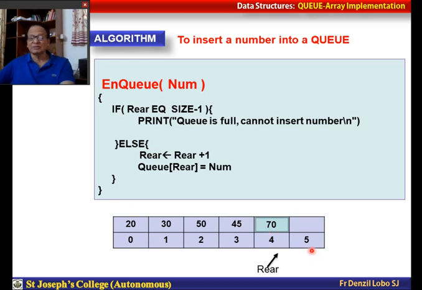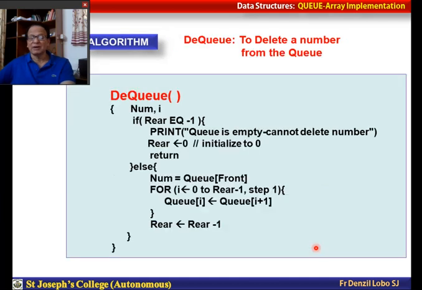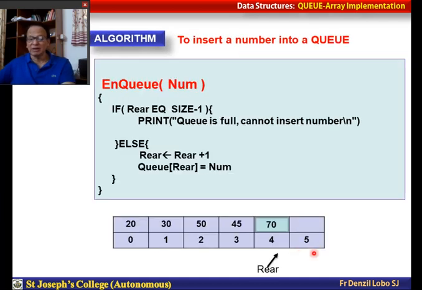Suppose I want to insert one more number. I'm not doing it here. So I have to increment the value of rear and then insert the number. And suppose I want to insert one more. And see, in this case, the size is 6. 6 minus 1 is 5. Therefore, immediately this message will be typed there. The queue is full, you cannot insert number. Then you have to delete one number and then insert some other number. So this is the algorithm for Enqueue.